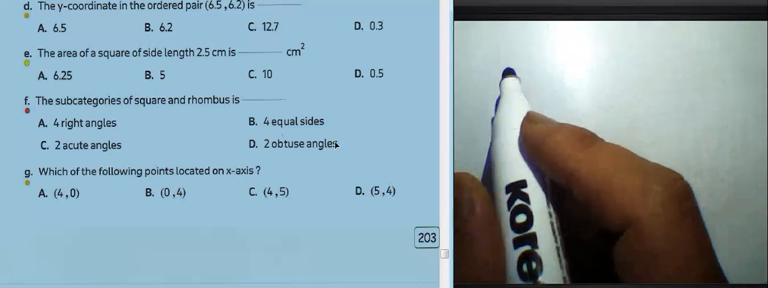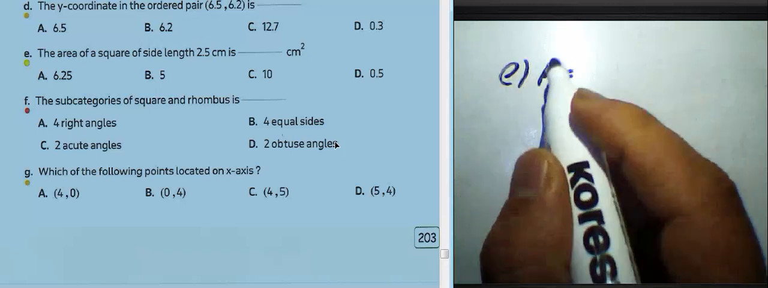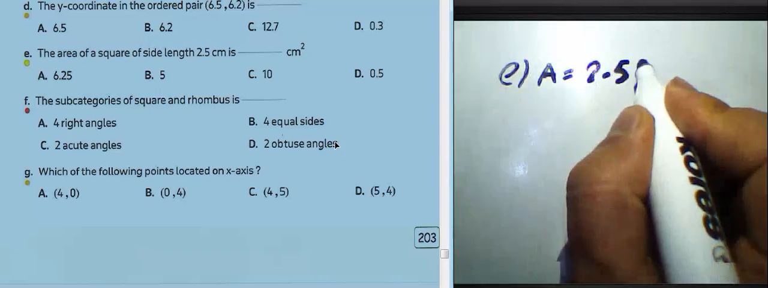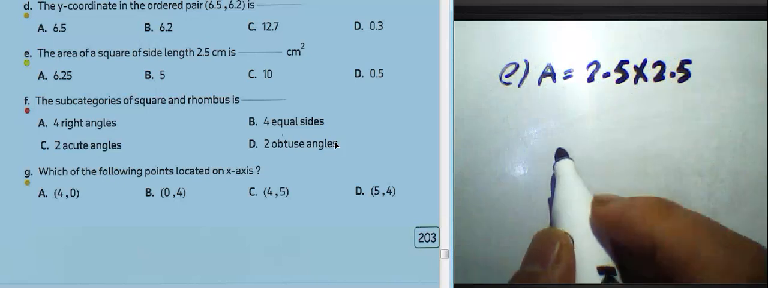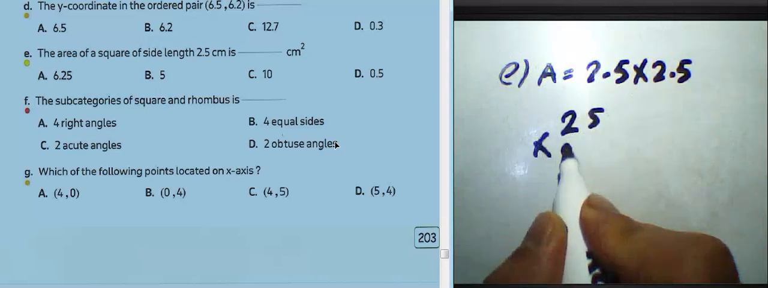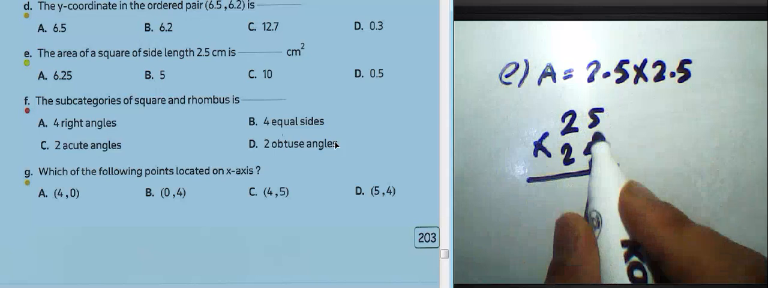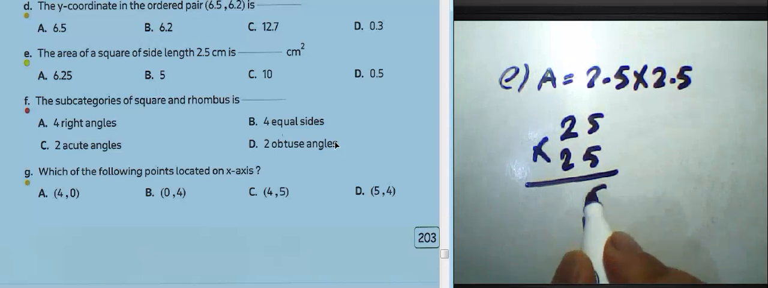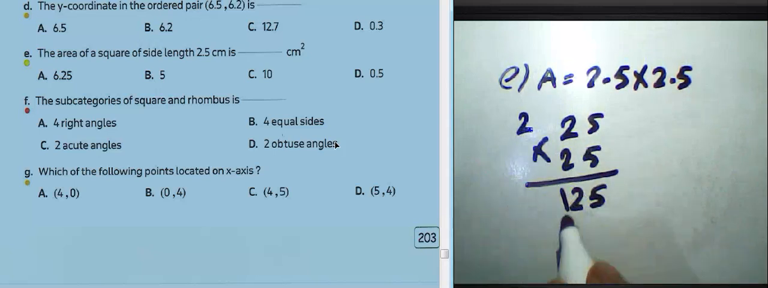About question letter E. Area equals 2.5 multiplied by 2.5. It will be 25 times 25. 5 times 5 equals 25. Write 5 and carry 2. 2 times 5 equals 10 plus 2 equals 12 plus 0. 2 times 25 equals 50.